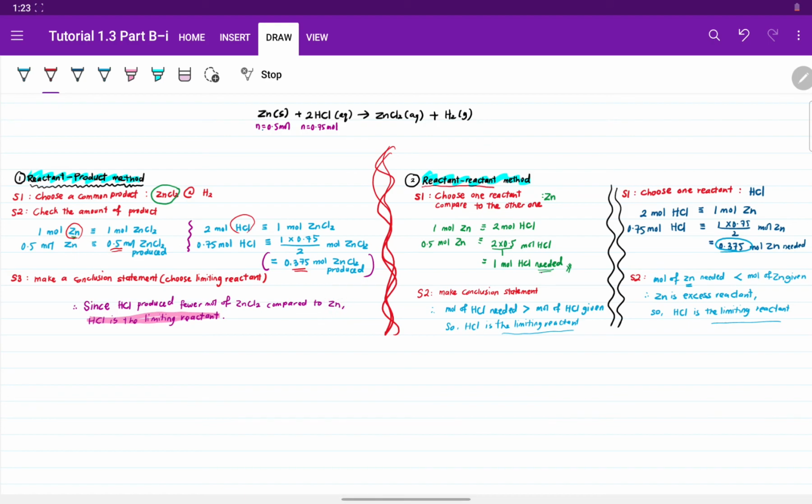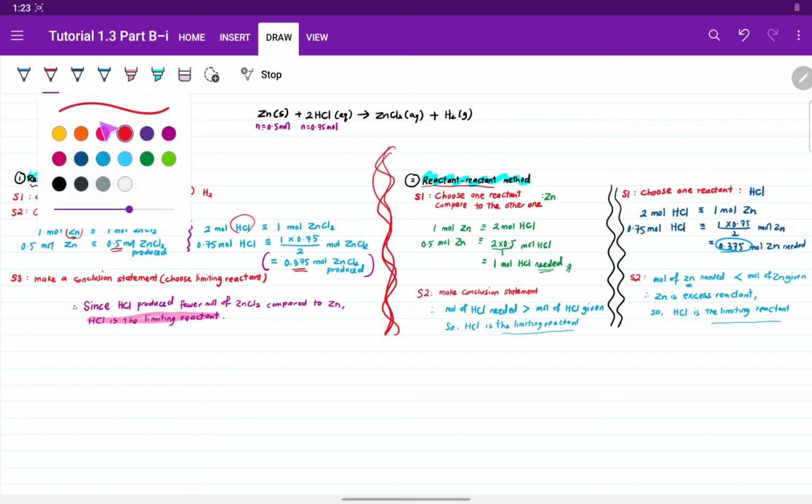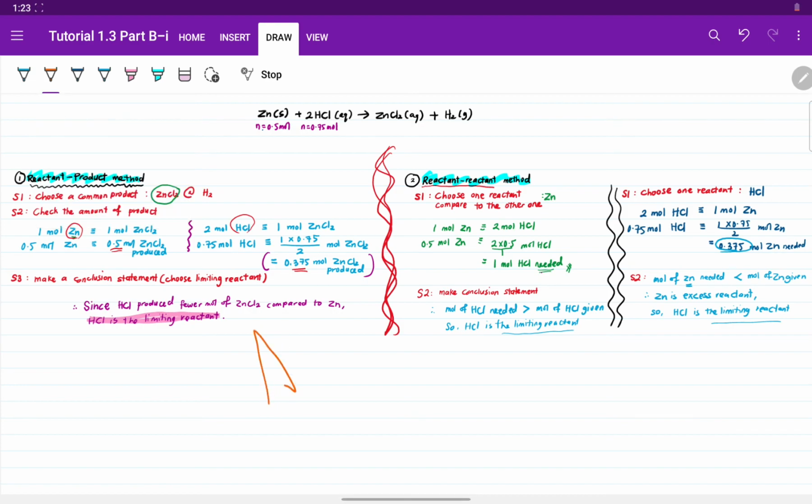Okay, but my suggestion, if let's say awak takut buat salah, awak takut awak akan selalu careless, choose the reactant product method. Okay, saya suggest untuk awak gunakan reactant product method. Okay, sebab apa? This method is easier to make the conclusion. Okay, yang mana bila kita tengok mole product yang lagi sikit, reactant tu lah limiting reactant compared to this one. Okay, but if you want to use this one, tak ada masalah. Cuma you need to be very, very careful to use this one. Okay?